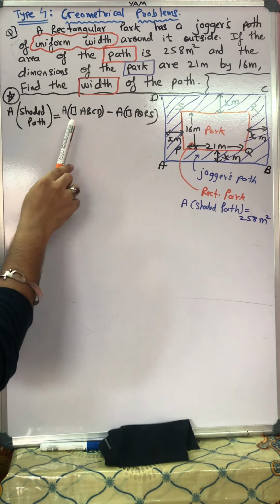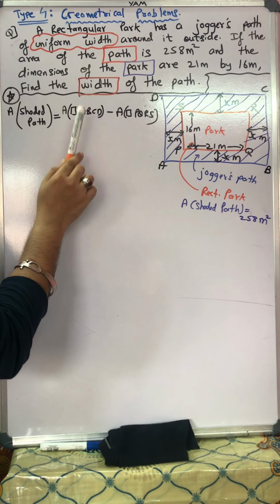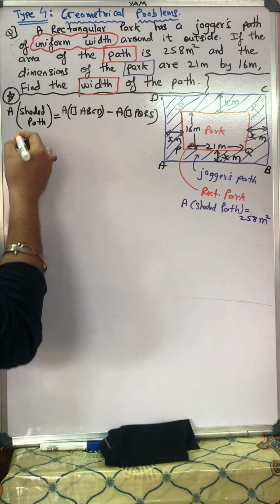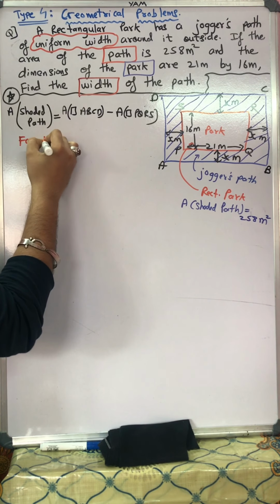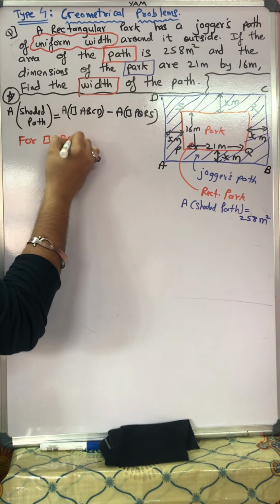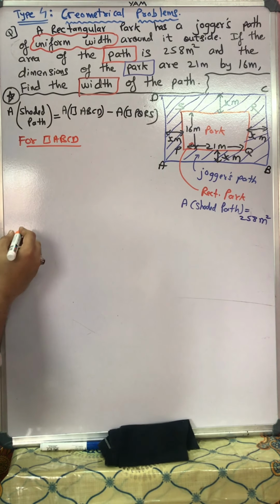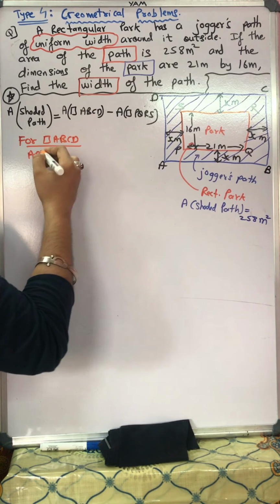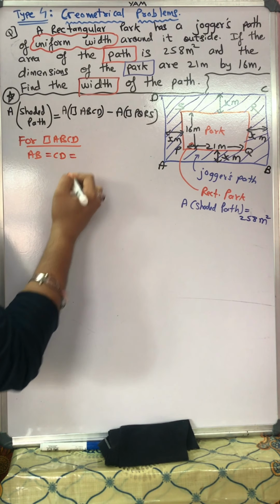So students, how will we find the area of rectangle ABCD? For that we need to find the dimensions of ABCD. So first I will find the dimensions for rectangle ABCD. For rectangle ABCD, can I say AB is equal to CD? Yes, opposite sides of a rectangle.